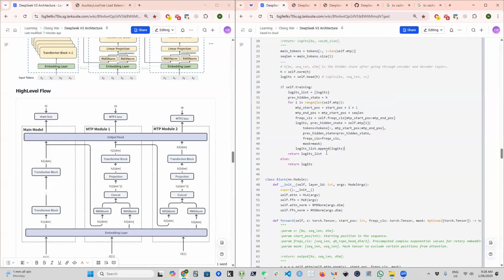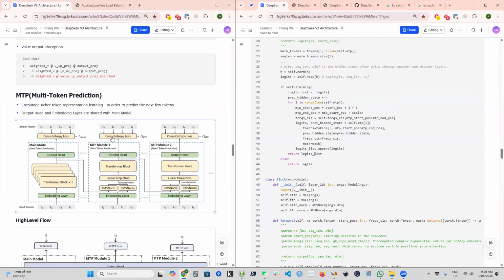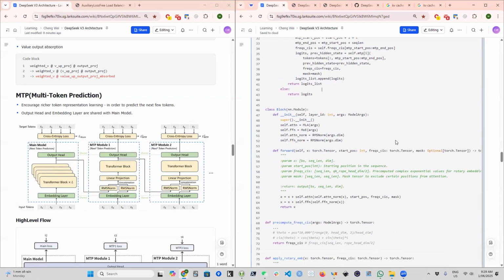So we calculate all the logits. Then the logits come out and we compare them with the target, right? So it will become a logits list. The logits list consists of the logits from the main model, the logits from multi-token prediction model 1, and model 2, right? It will be a list.